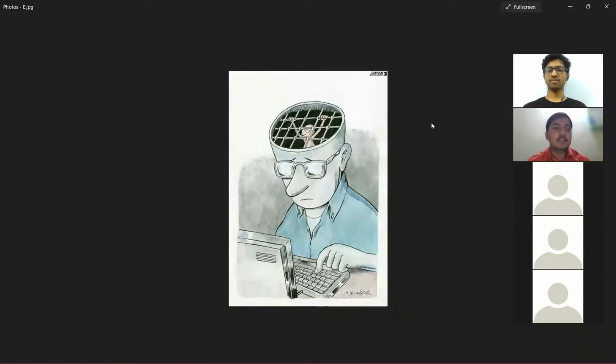To overcome these addictions, we have to reduce the time we spend on the computer, and you can use a stopwatch to reduce your computer time, or it will remind you. So by doing all these activities, I think we are safe from being caught in the computer prison.